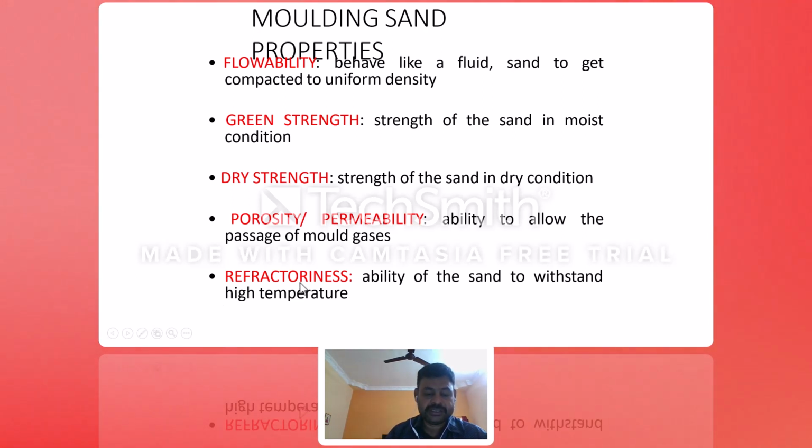Then refractoriness. This property is important. While pouring the molten metal, your sand material or mold material needs to withstand very high temperature. Otherwise, if the sand starts to burn, then you will not get the required casting. The shape will be different. The burned portion of the sand will again enter the molten metal and create another kind of defect. That defect is called sand trapment.